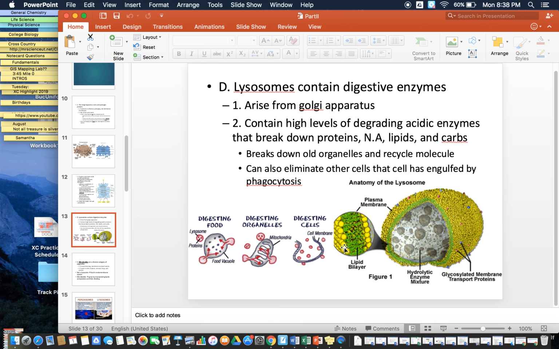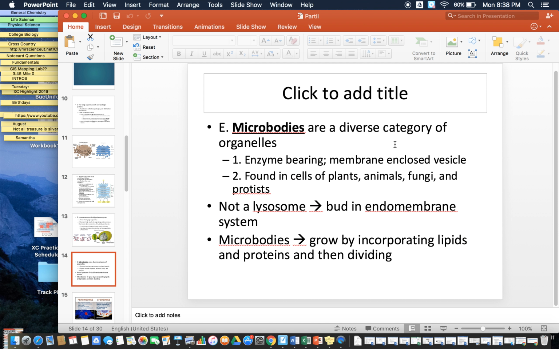All right, here's the answer. This stuff inside the lysosome is potent. Okay? If it leaks or becomes damaged and releases this hydrolytic enzyme mixture inside the cell, the cell will die. So the cell wants to protect itself from it by using a lipid bilayer. So double the protection. Okay.